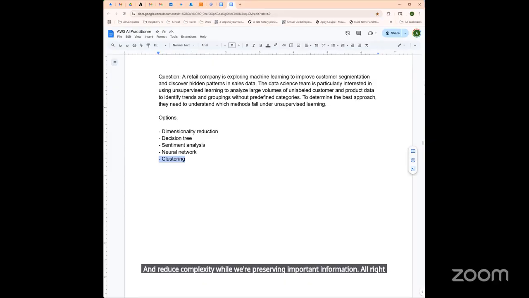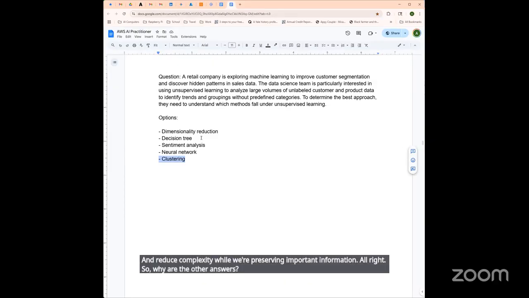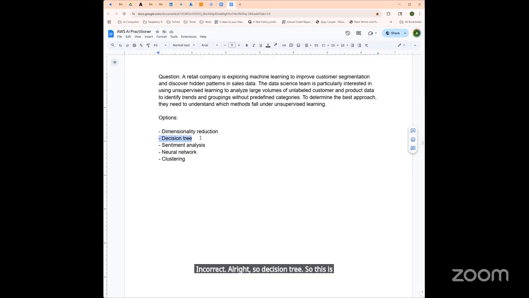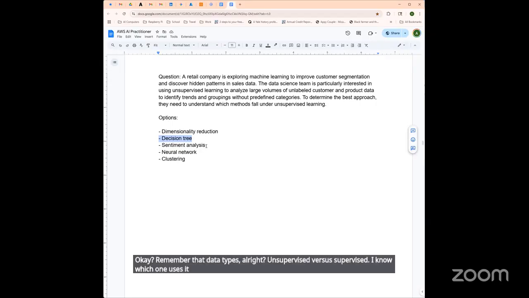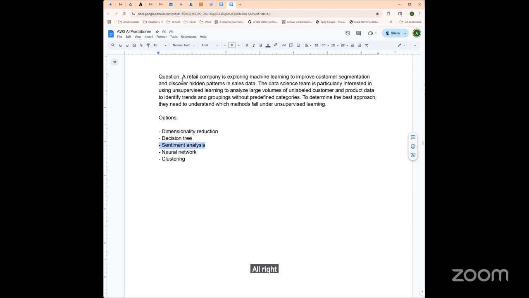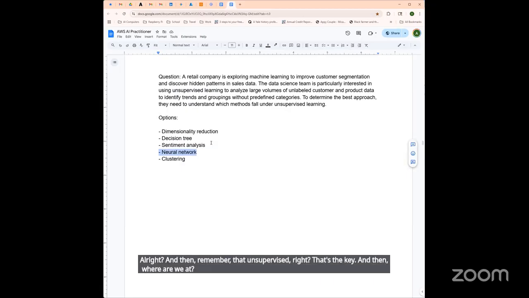All right. So why are the other answers incorrect? All right. So decision tree. This is a supervised learning technique that requires labeled data to make predictions using if-else structures. Okay. Remember that data types. All right. Unsupervised versus supervised. I know which one uses it. All right. Sentiment analysis. Okay. This is a semi-supervised learning that combines both labeled and unlabeled data. And then remember that unsupervised, right? That's the key. And neural network. Okay. So this is a supervised learning technique that requires labeled inputs and outputs for training.